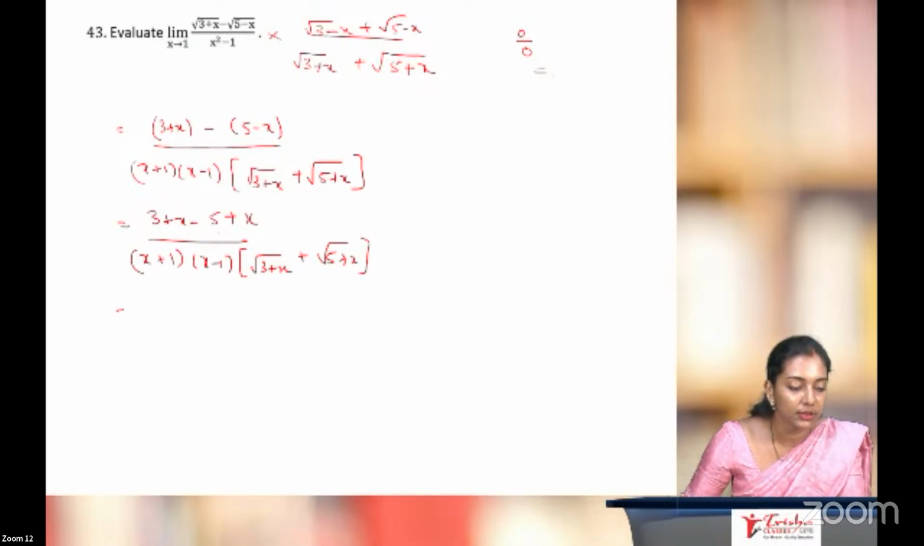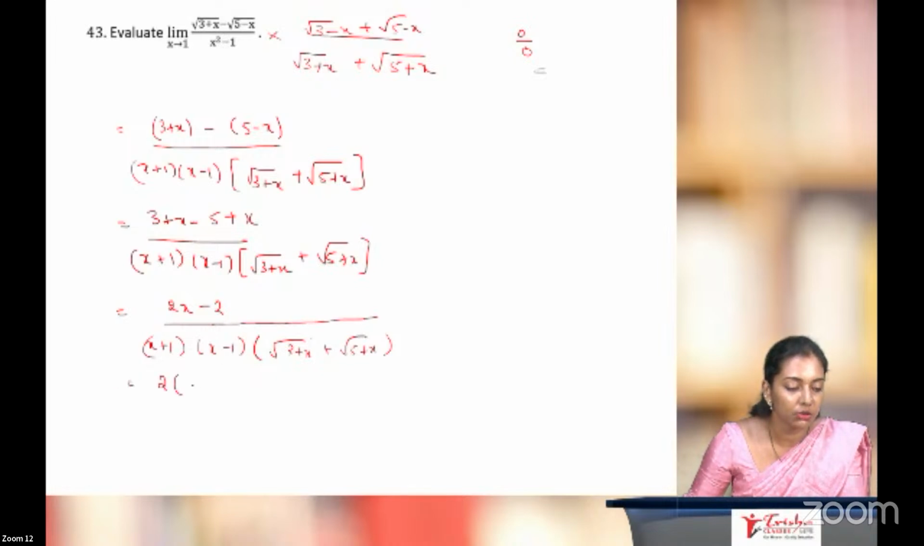Now, x plus x is 2x, and 3 minus 5 is minus 2. So you get 2x minus 2, divided by, sorry, x plus 1 into x minus 1 into root of 3 plus x plus root of 5 plus x. Okay, so 2 you can take out. So x minus 1 divided by x plus 1 into x minus 1 into root of 3 plus x plus root of 5 plus x.